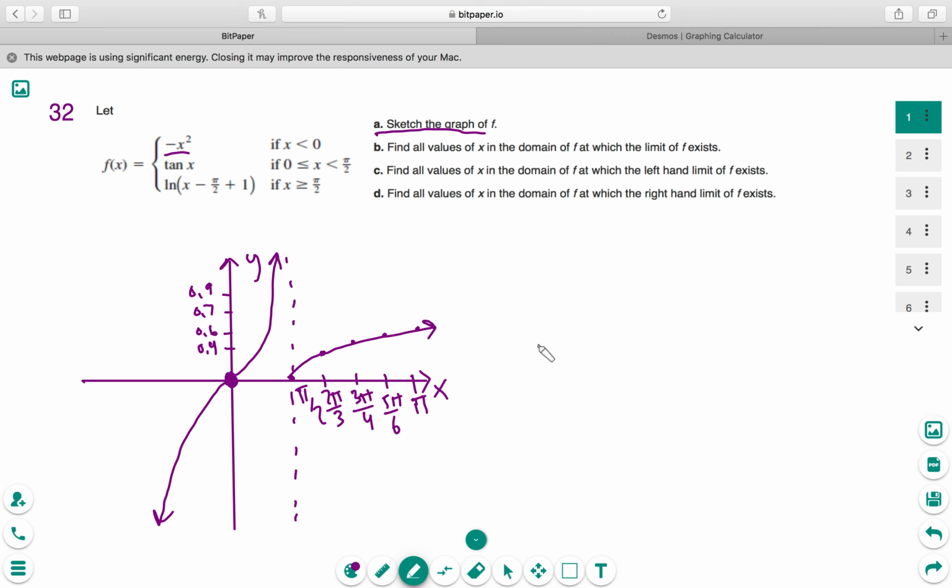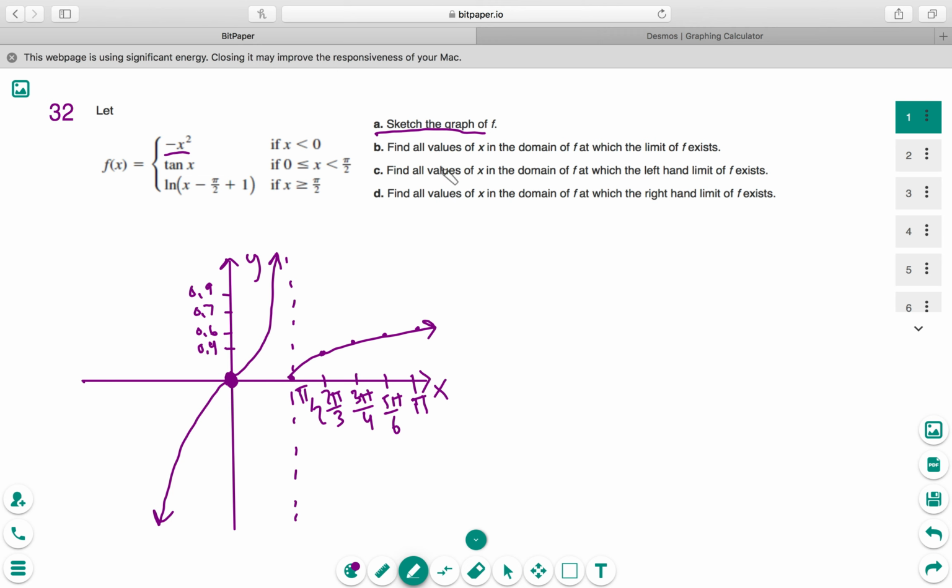Now we have part B. These last 3 problems I'm going to go through pretty quickly because it's not too complicated. Sketching the graph, I would say, is probably the most complicated part of this problem. But with part B, what you do is you really analyze this graph and look at logically what happens.